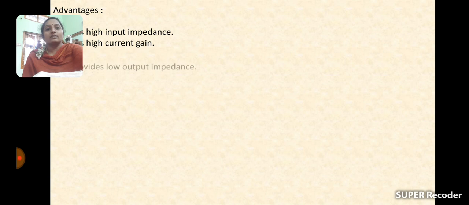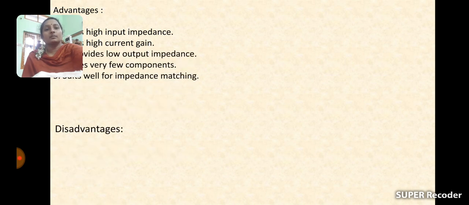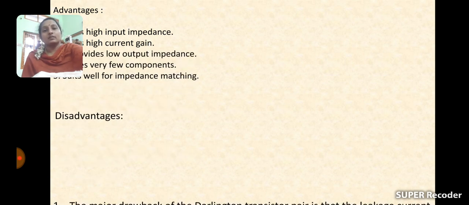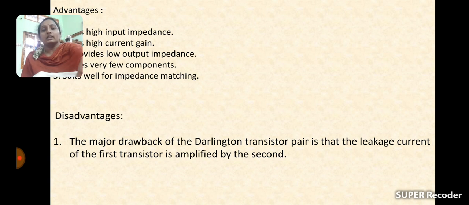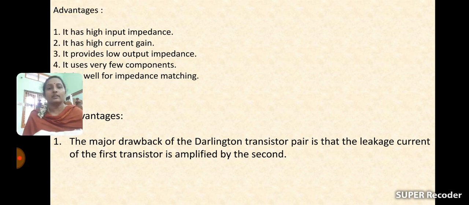And see why we design the Darlington pair. What is the need for designing a Darlington pair? It has high input impedance and also high current gain. The main aim of designing a Darlington pair circuit is high current gain and high input impedance. And it will also provide low output impedance.